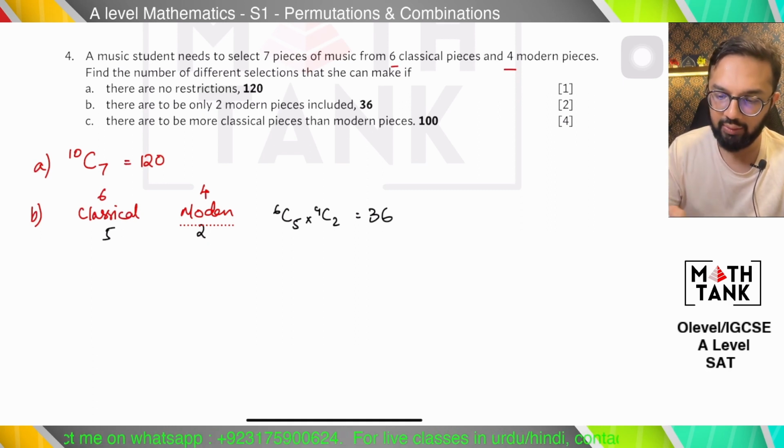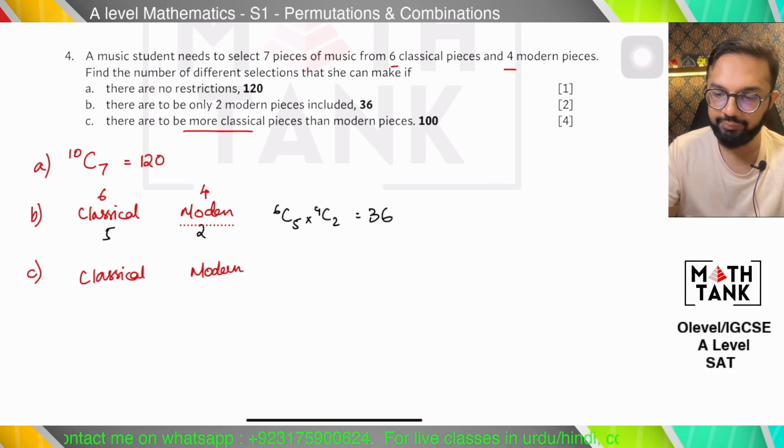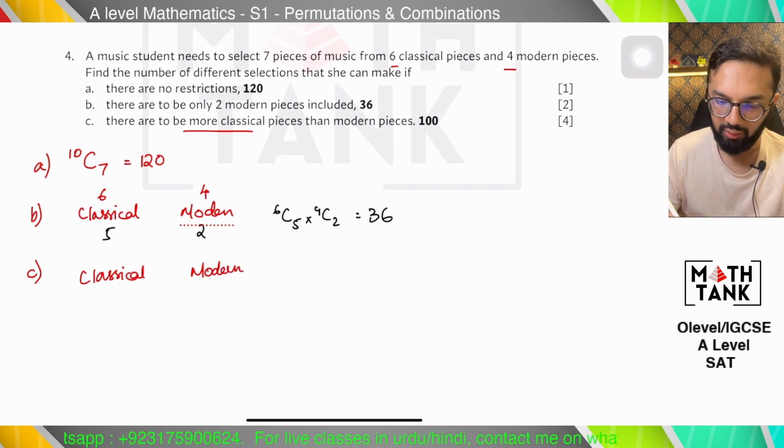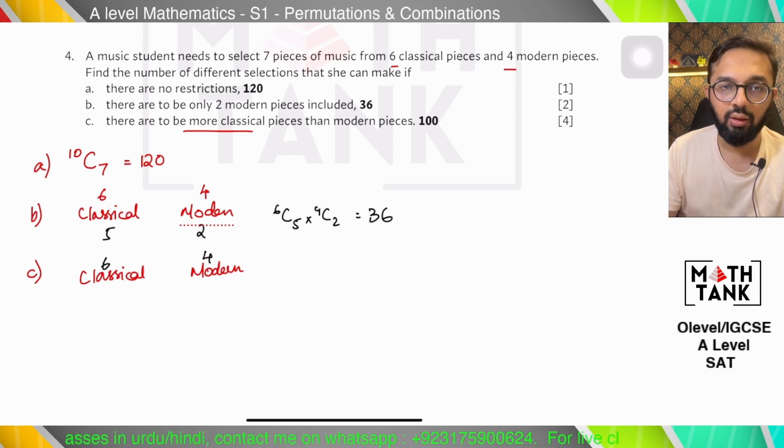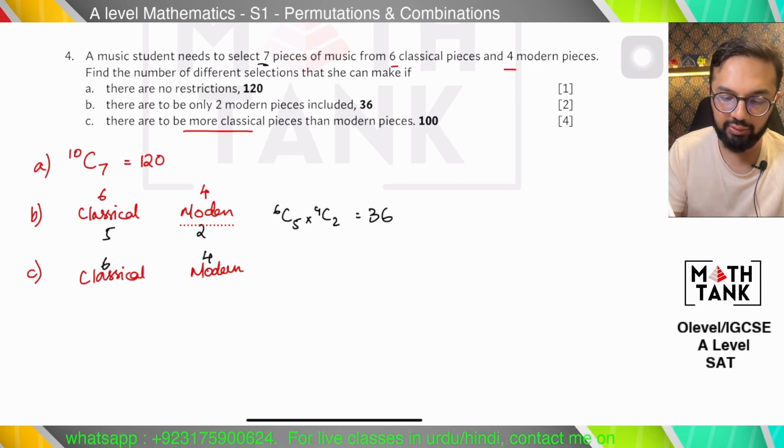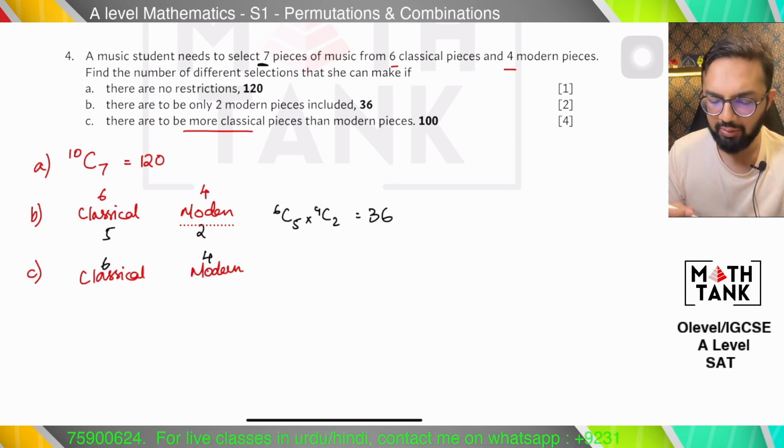Then part C is a lot of marks. There are to be more classical pieces than modern pieces. So now I'll have to think about cases again. On top I write the total number that are available, 6 and 4. Now let's think about more classical pieces than modern pieces. So let's start with 7, but 7 is not possible for classical pieces.